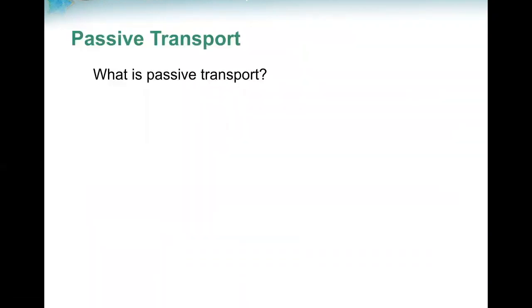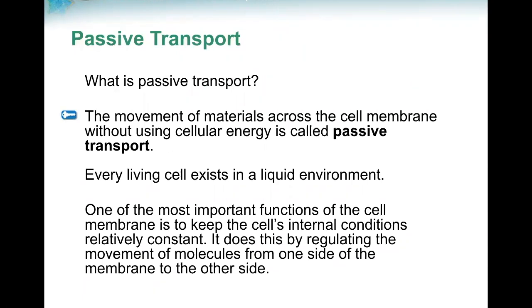What is passive transport? The movement of materials across the cell membrane without using cellular energy is called passive transport. Every living cell exists in a liquid environment. One of the most important functions of a cell membrane is to keep the cell's internal condition relatively constant. It does this by regulating movement of molecules from one side of the membrane to the other side.